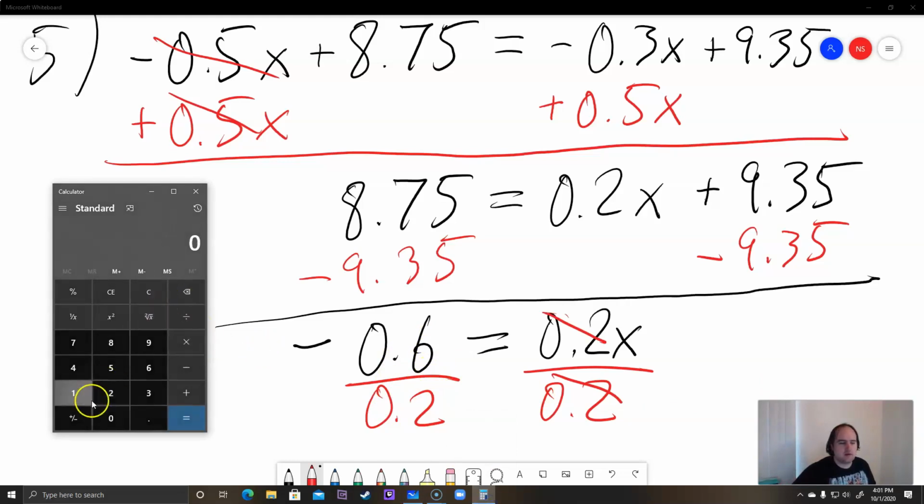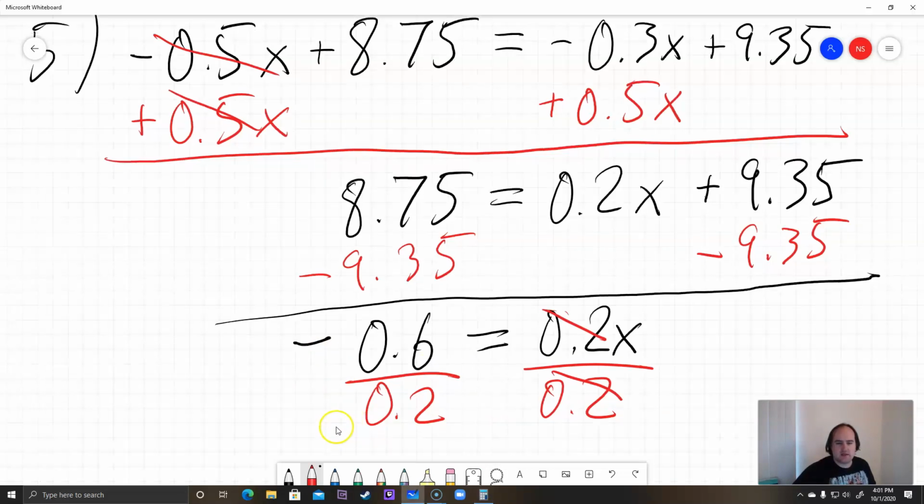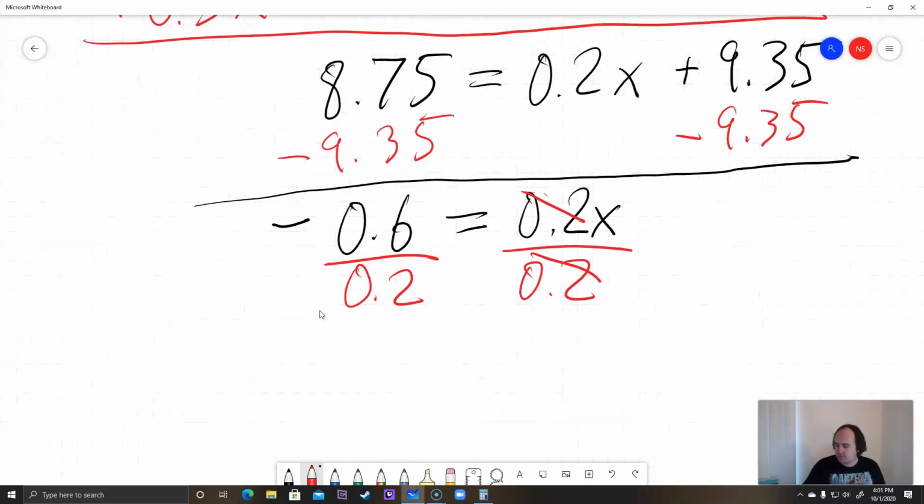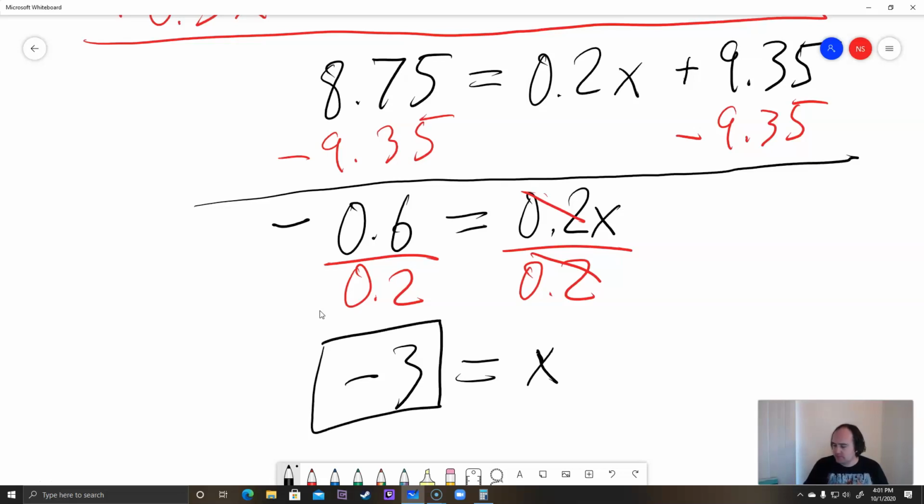So you can do 0.6 divided by 0.2, and that gives you 3. But notice there's a minus here, so it's actually going to give us negative 3. Okay, so on the left side we now have negative 3, and on the right side we just have x. So we've isolated the variable. So negative 3 is our answer.